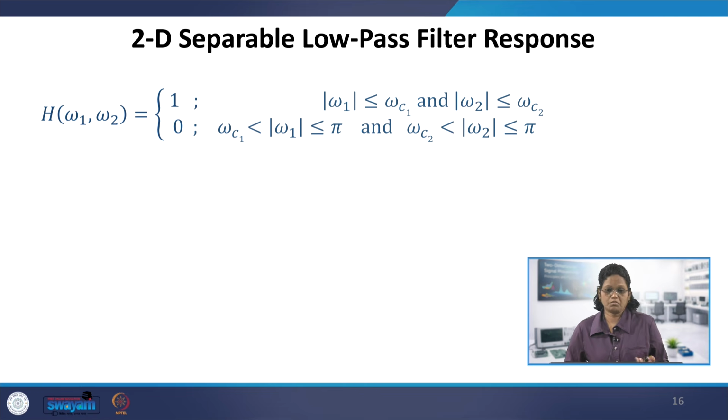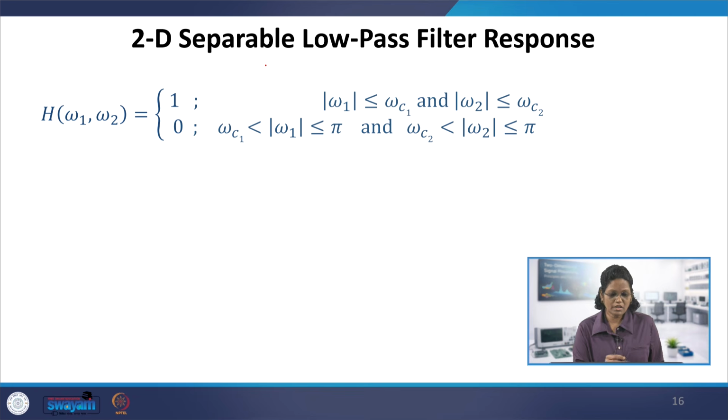Now, getting the filter responses like low pass, band pass or high pass filters, what filter responses are possible in the case of 2D? In 1D it is simply low pass, high pass, band pass, band reject, all pass filters, and so on. Whereas the filter response in 2D is defined in two different ways. One is the separable low pass filter response, and another is the circularly symmetric low pass filter response. So the filter response is either separable or circularly symmetric.